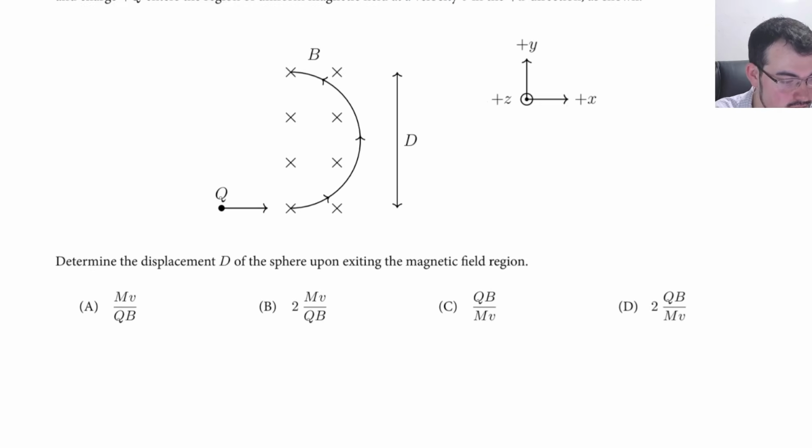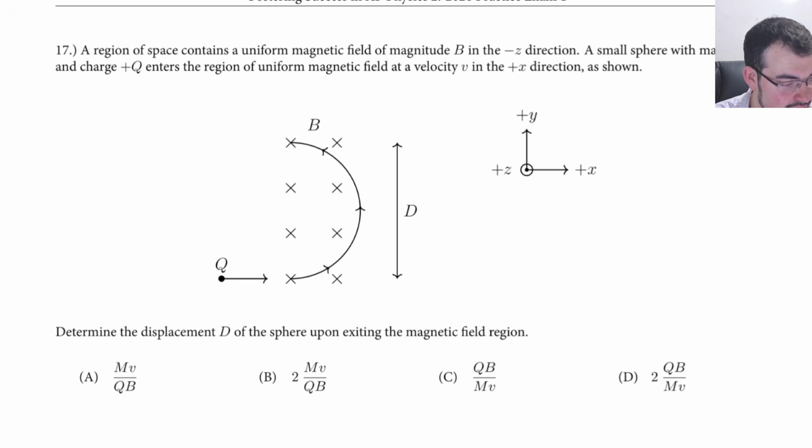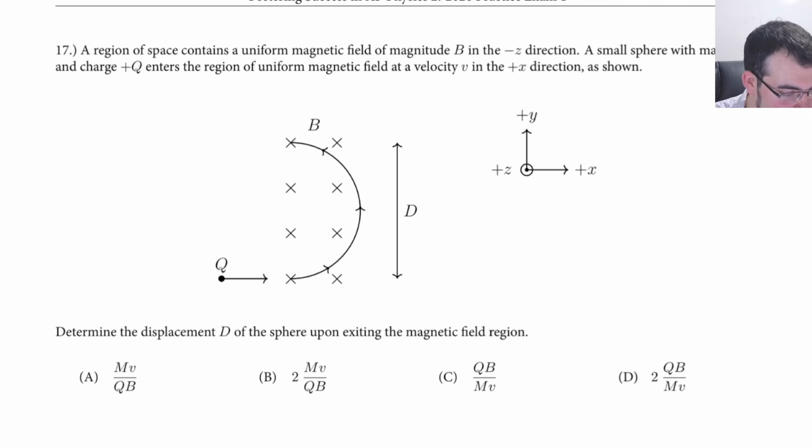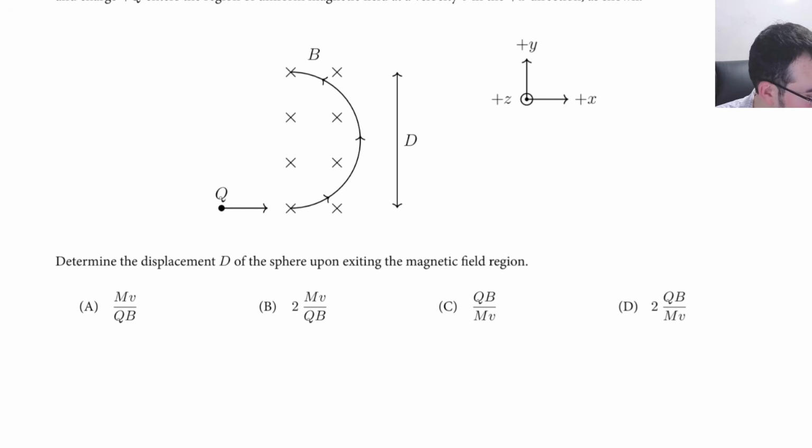All right, a region of space contains a uniform B field, actually. We want the displacement d of the sphere. So this is clearly a circle, or at least a part of it. It looks like a semicircle. So we just have to do some solving.